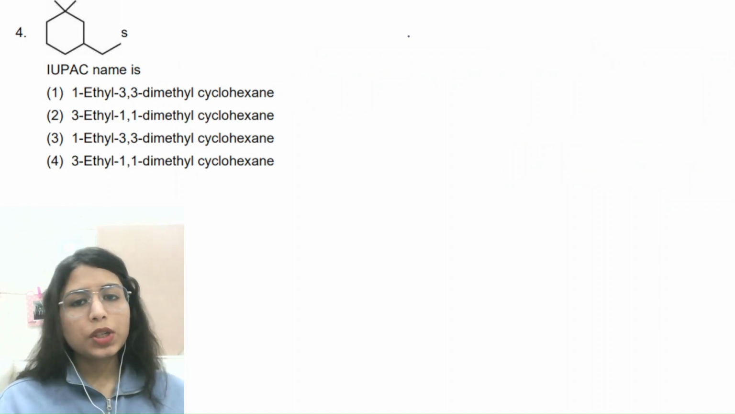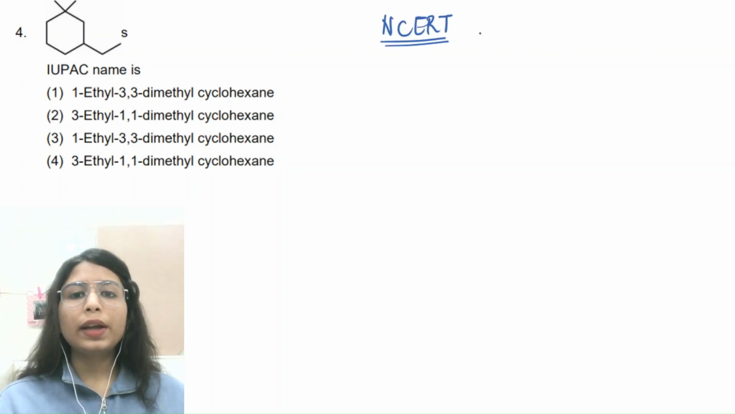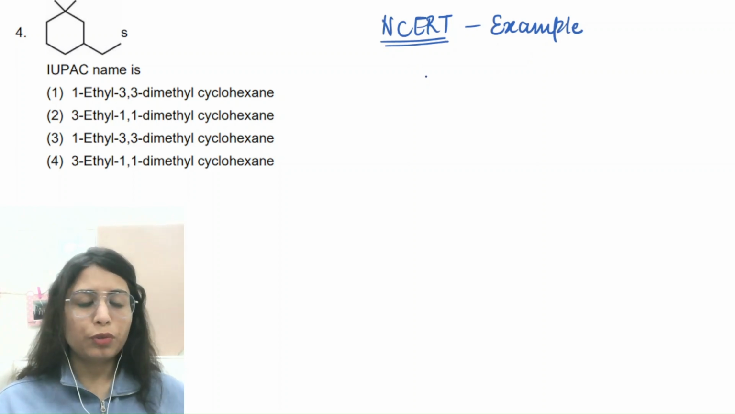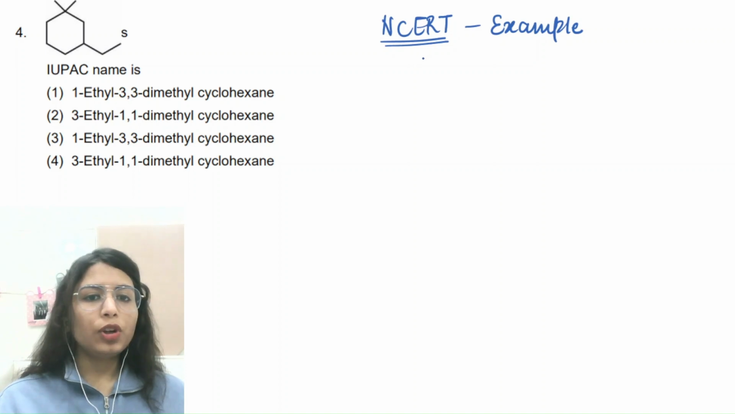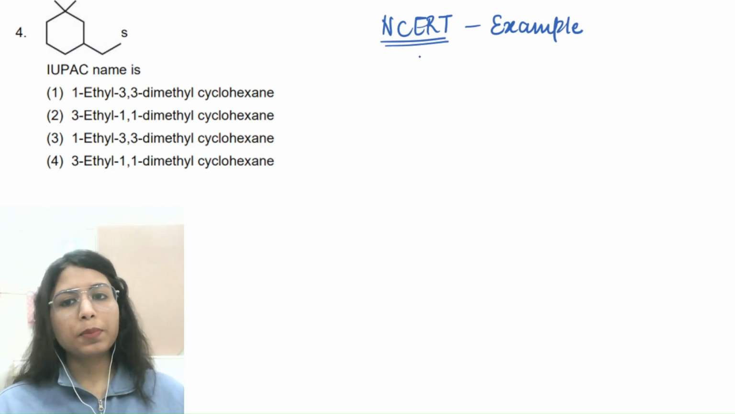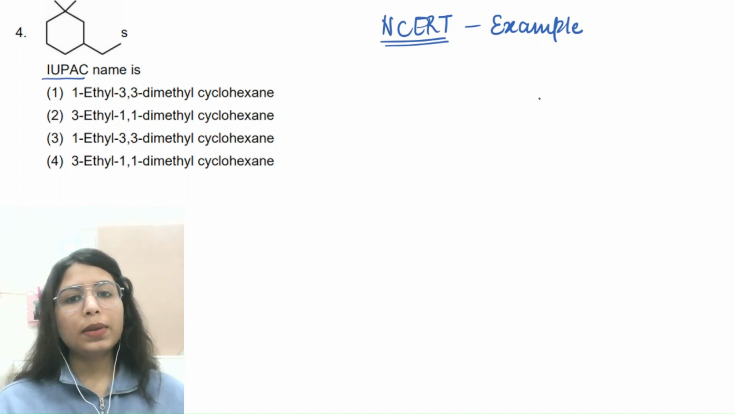The next question is again from organic chemistry, and this is a direct question taken out from your NCERT. If you open your NCERT and look at the examples, you can find this example written as it is, taken exactly from there. Here you have to keep the basic things in mind, that is, while naming the compound, what the basic steps are that you have to do. In IUPAC naming, the very first step is the numbering.